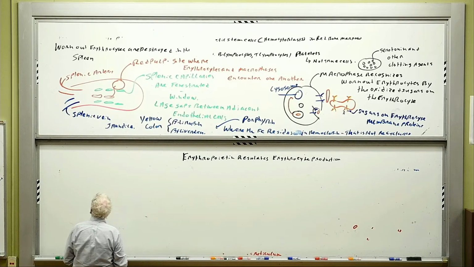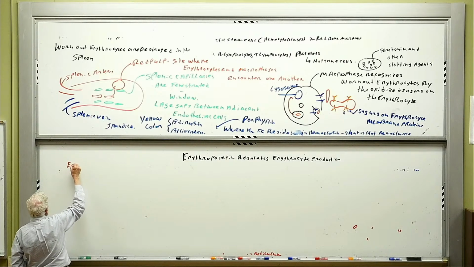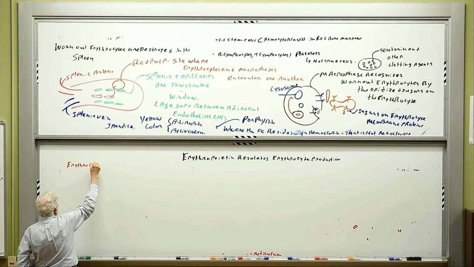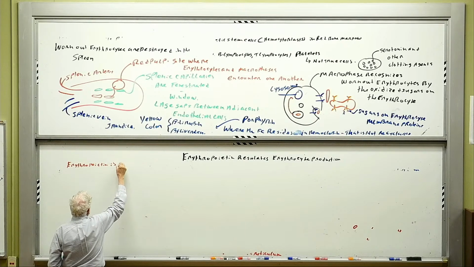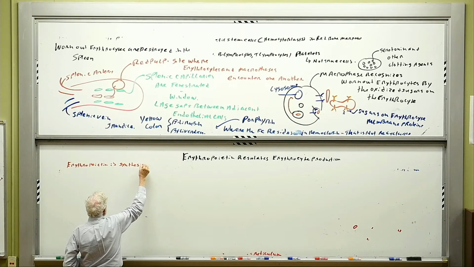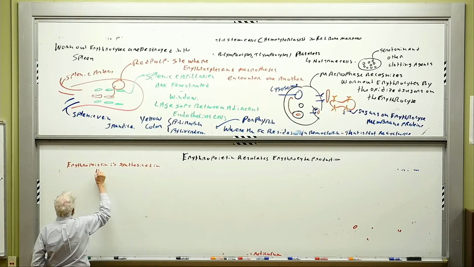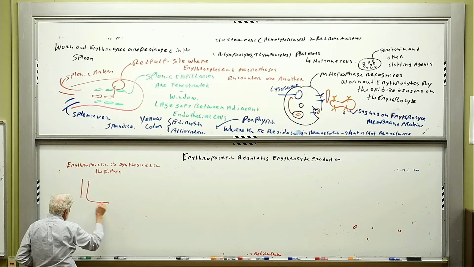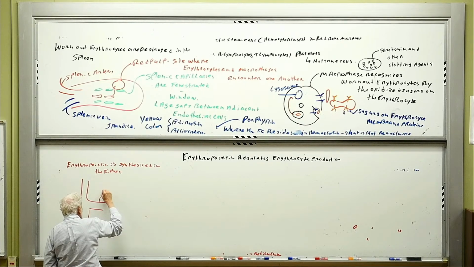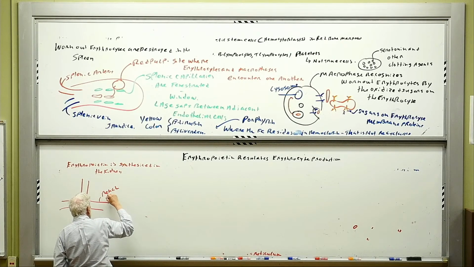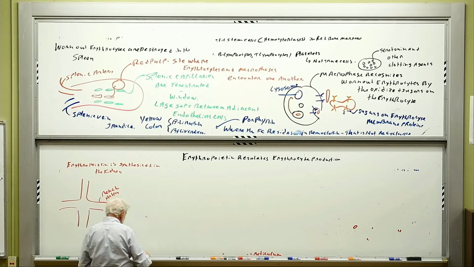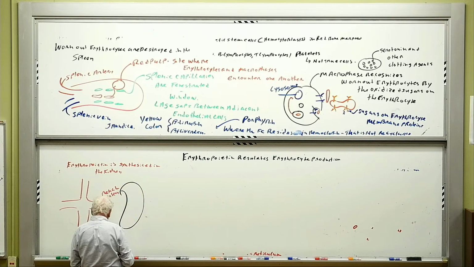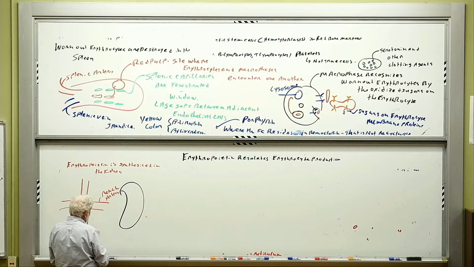Now it's odd, but erythropoietin is synthesized in the kidney. And the story here is that the renal artery provides blood to the kidney. We're going to go into great detail on this in a couple of weeks.